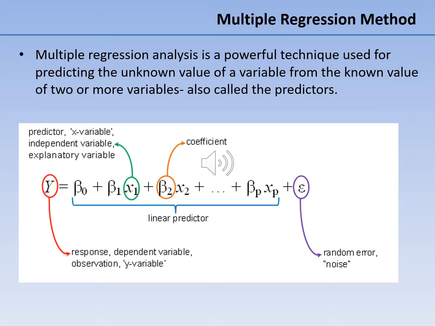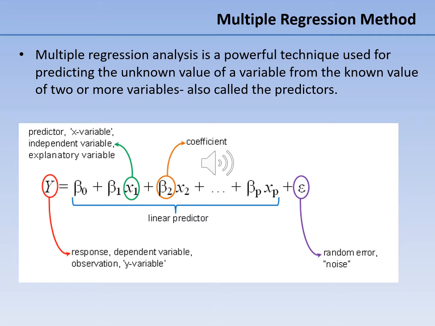Multiple regression analysis is a powerful technique used for predicting a continuous dependent variable from a number of independent variables called the predictors. Here, B0 is the intercept, and B1, B2, B3, all the way up to BP are analogous to the slope in the linear regression equation, and they're also called the regression coefficients. They can be interpreted the same way as a slope.